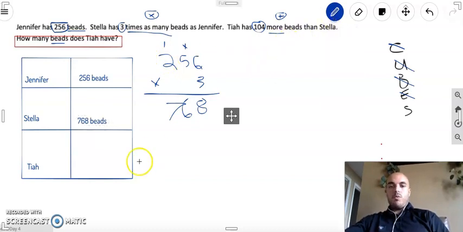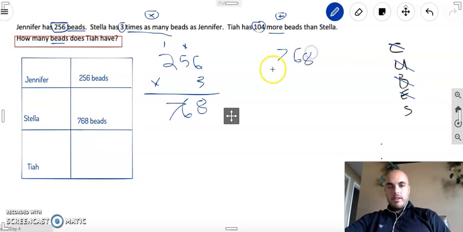But I'm not quite done yet. I have one more step. I need to find for Tia. So let's look back in the question. Tia has 104 more beads than Stella. So I'm going to take this 768 we found for Stella, set it up vertically, and add 104.